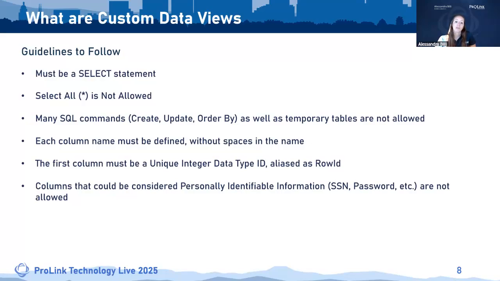And then your first column has to be a unique integer data type ID, aliased as row ID. A lot of times you'll see this as HFA number, or in this case, we're going to use loan ID. So you can see usually it's the ID number because we know that's going to be unique, and you're not going to see this in the data view. So that just allows for our functions to work properly within ProLink.